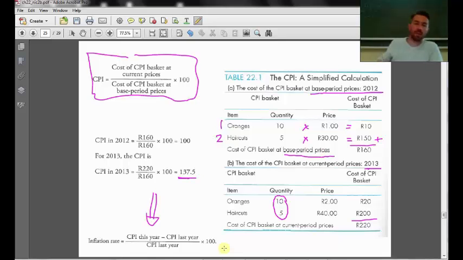Okay. So obviously the calculation of this particular inflation rate was very easy because we were using last year as the base year, which just had a value of 100. So that calculation was particularly easy. But we can also work out the inflation rate between any two years, neither of which has to be the base year. In which case the calculation is just as easy, but takes a little bit longer to calculate. Okay?